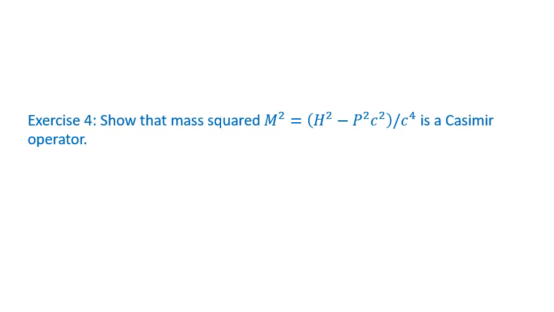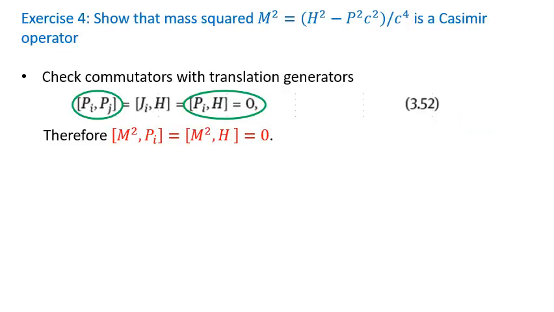Show that the total mass squared is a Casimir operator. I'll remind that m squared is basically h squared minus p squared. We actually have to prove that m squared commutes with all 10 generators of the Poincaré-Lie algebra. Let's begin with generators of translations. These 4 generators commute with each other, and m squared is a function of them. Therefore, m squared commutes with both total momentum and total energy.